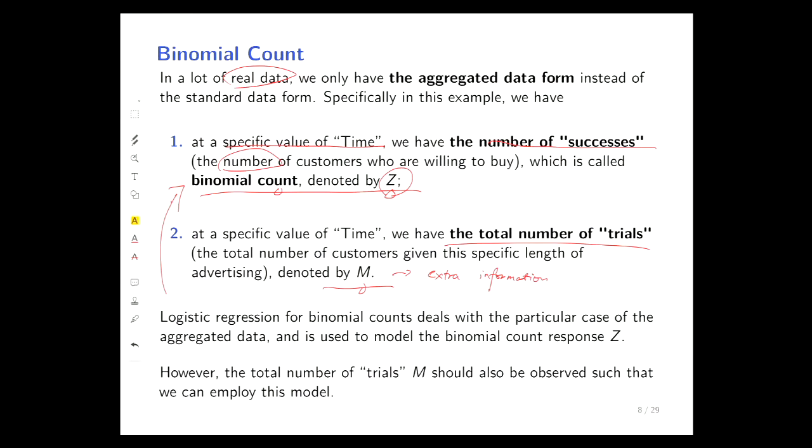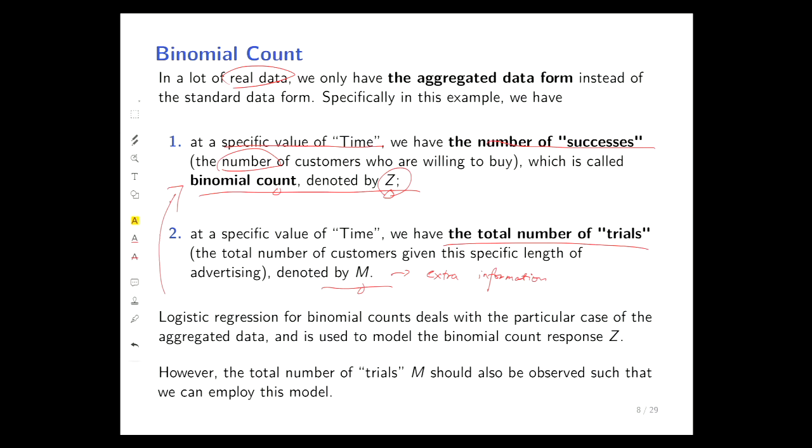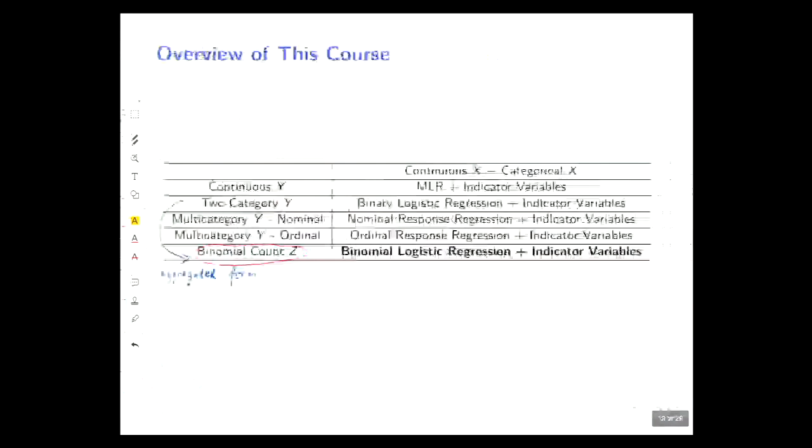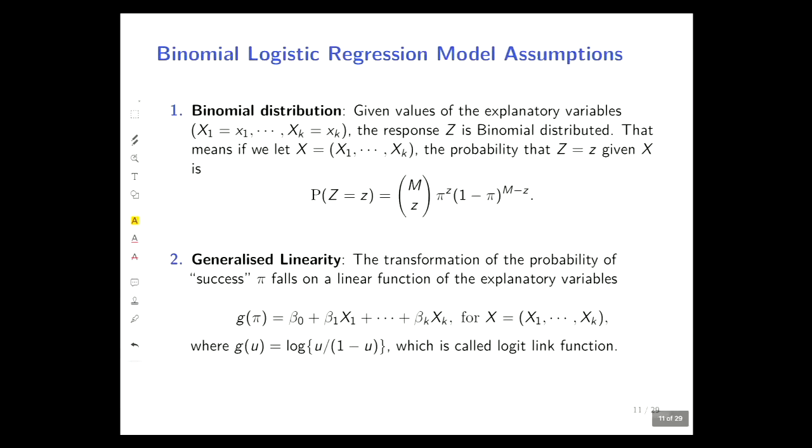And sometimes we are interested in predicting the number instead of 1 and 0 only. So in this case, we need to consider the binomial logistic regression model. Even though it's not that new, it's still new in concepts, you can consider it in this way. So let's look at how we model this binomial logistic regression model.